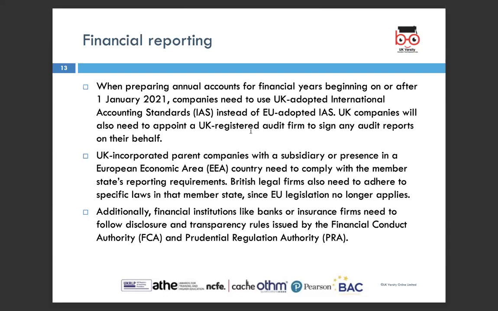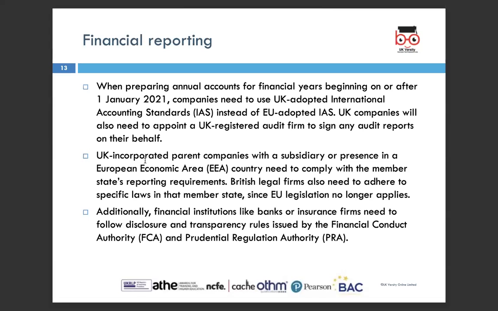Companies will also need to appoint a UK audit firm to sign audit reports. UK incorporated parent companies with a subsidiary or presence in a European Economic Area country need to comply with the member state's reporting requirements. British legal firms also need to adhere to specific laws in that member state. So obviously EU legislation will no longer be applicable. Instead, they will follow the international laws and relevant countries' legislations.